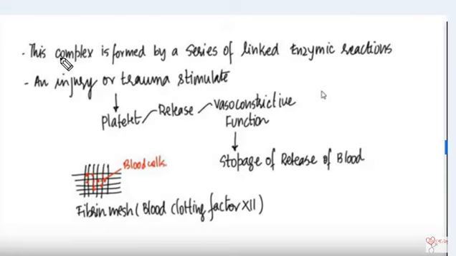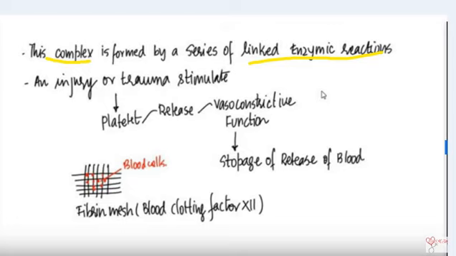This complex, that means these fibrins, is formed by a series of linked enzyme reactions. Several reactions result in the formation of these fibrins. First of all, prothrombin, an inactive plasma protein, is converted into thrombin with the help of thrombokinase. Then, with the help of this thrombin, fibrinogen is converted into fibrin. So this is a series of linked enzymic reactions.